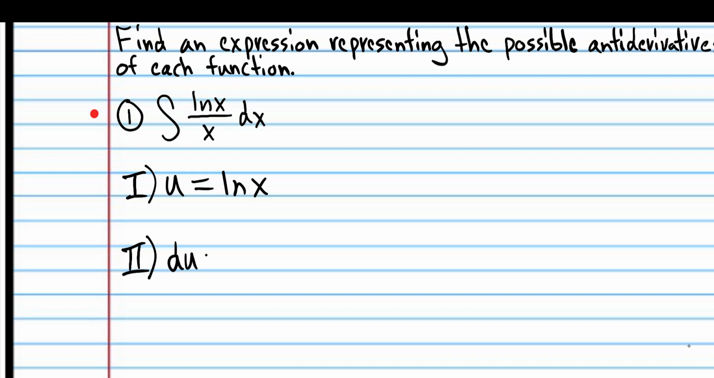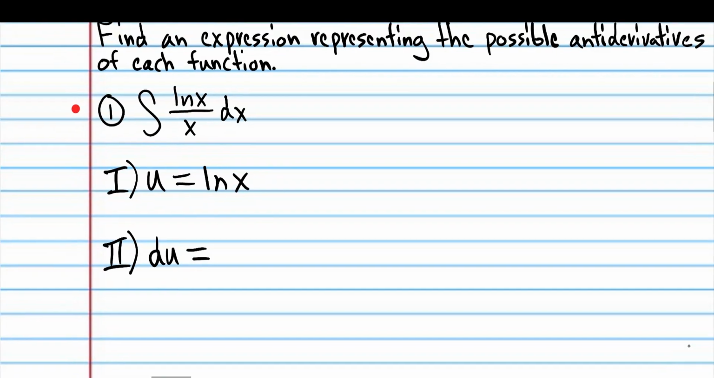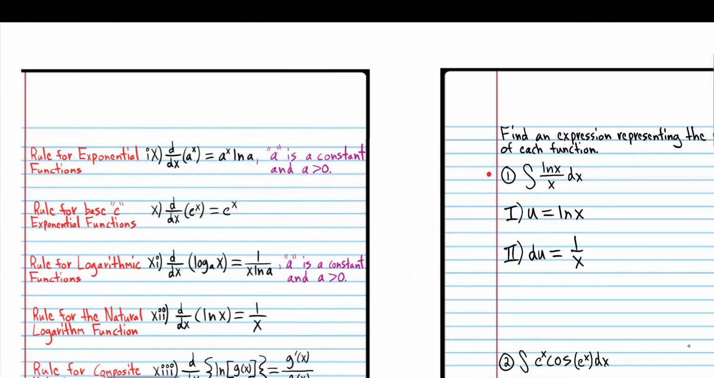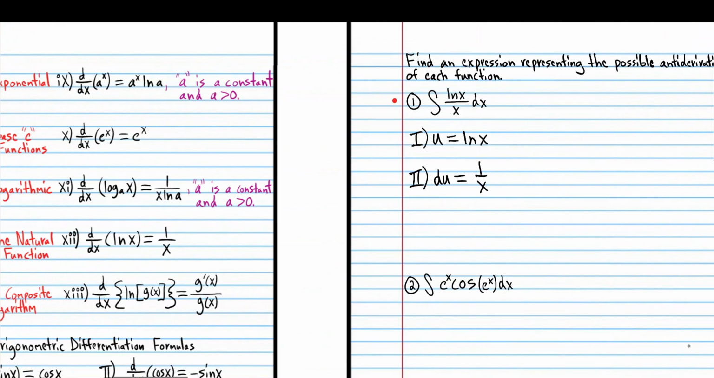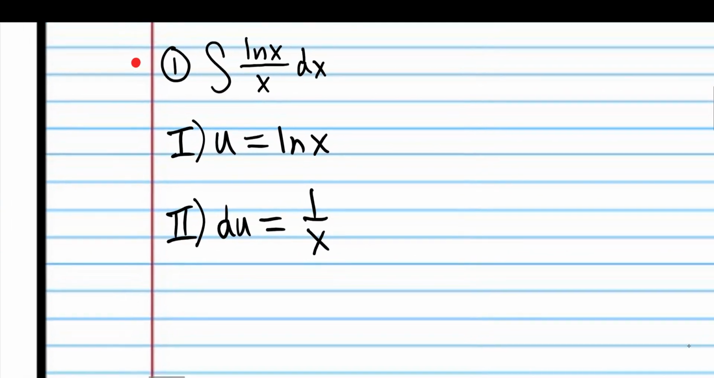So now we're going to find the derivative of u, and we're going to write it with Leibniz notation. And remember, we do that for a reason, but it's not exactly obvious why. Now, the derivative of natural log x is 1 over x. How do we know that? Well, that is formula number 12. So you should have those formulas in front of you.